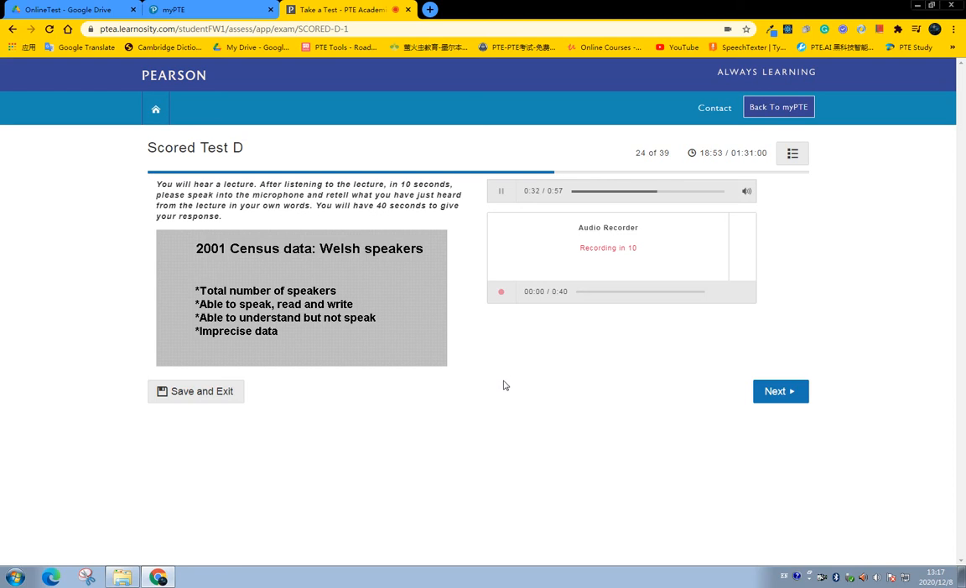A further 138,000, or 5% of the population, said they understood Welsh, but did not speak it. In addition, 84,000 gave a combination of positive responses that was imprecise, making it difficult to work out whether they could understand, speak, read, or write Welsh. The growth in the number of Welsh speakers has occurred largely in the south and east of the country.